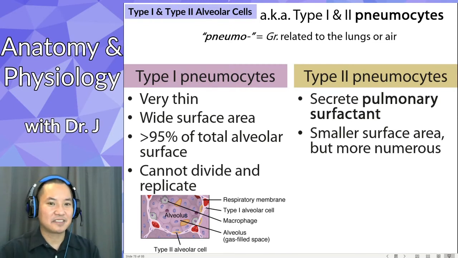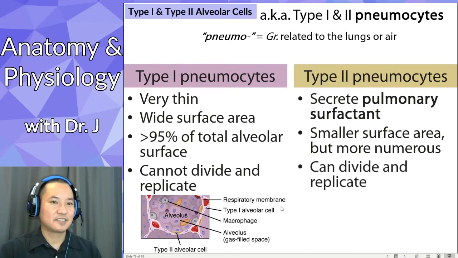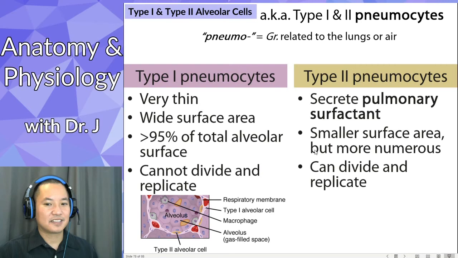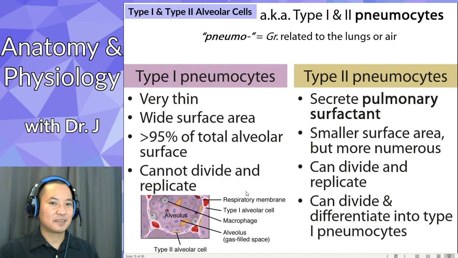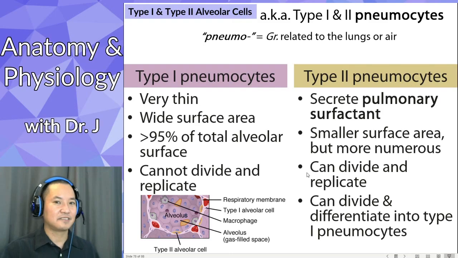Now, what happens if a type 1 pneumocyte gets damaged? They actually can't repair themselves. If a type 1 pneumocyte dies for whatever reason, you can't replace it with another type 1 pneumocyte. What you have to do instead is use a type 2 pneumocyte. This is how your lungs have a certain capacity to repair themselves. Type 2 pneumocytes not only make surfactant, but they can divide, and they can also become type 1 pneumocytes. So even though you can't divide another type 1 pneumocyte, you can make a type 2 pneumocyte and convert it into a type 1 through differentiation.